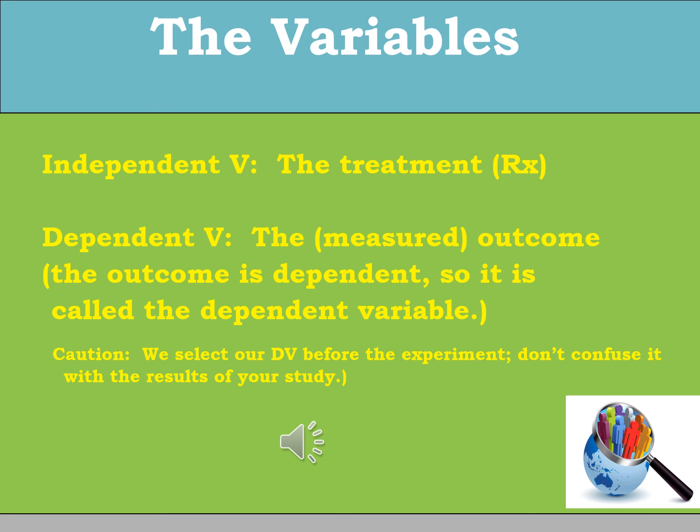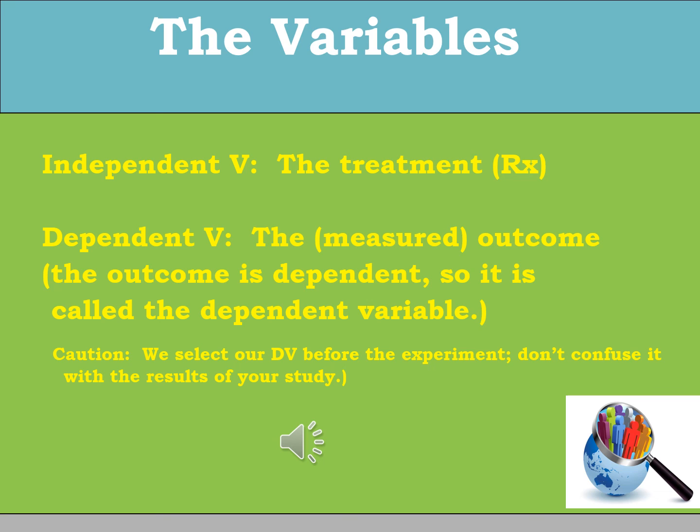The dependent variable is the measured outcome. As a mnemonic, which might help you out so you don't confuse the two, the outcome is dependent. The outcome is dependent on everything that goes on in the study, which group you're in, if you get the treatment or not, if the treatment works. So the outcome is dependent, so it is called the dependent variable.